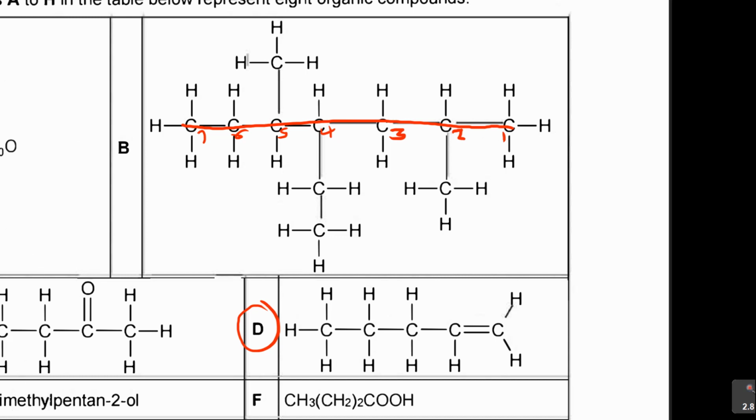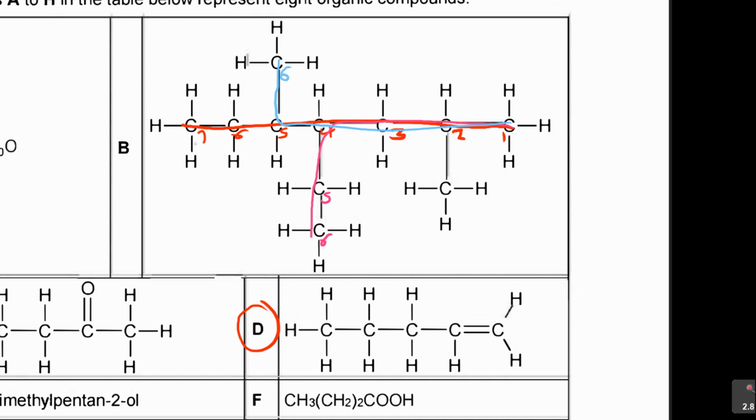Or I can move in the same way, but go down. So it would be 1, 2, 3, 4, then this becomes 5, this becomes 6. So that's not the longest chain. And then I can also move the same way and go up. So it would be 5 and this becomes 6.